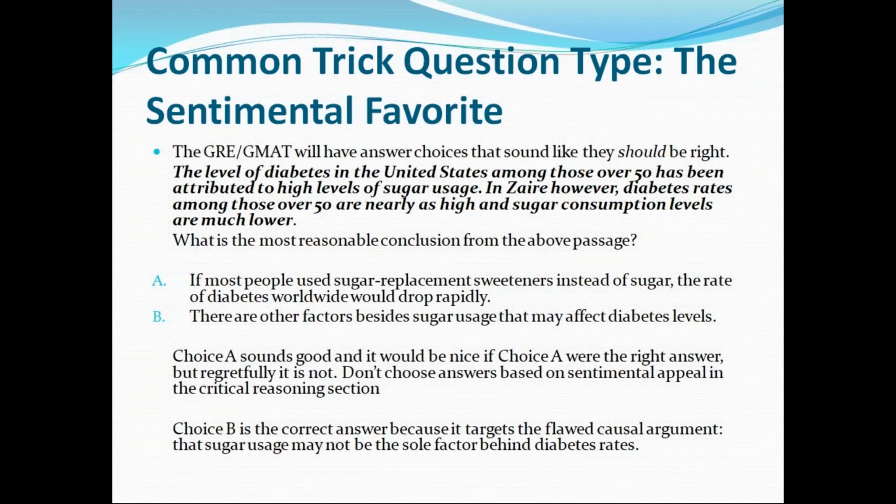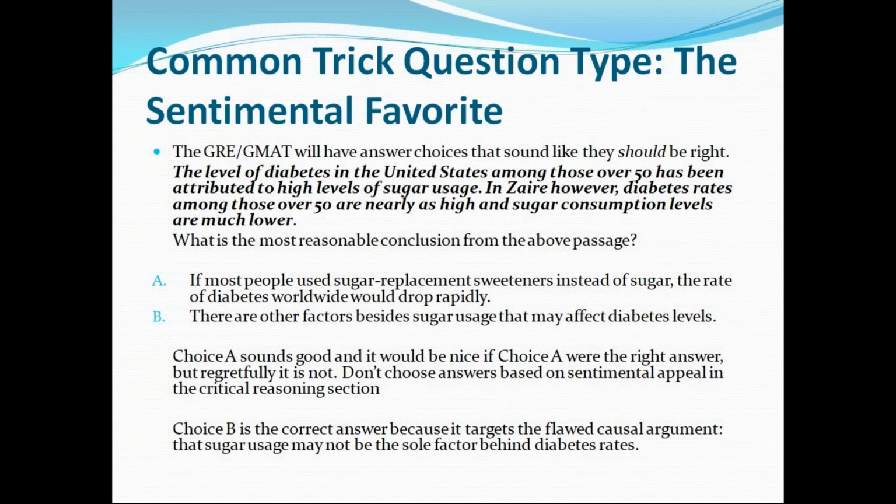Now, if you see answer option A, it says if most people use sugar replacement sweeteners instead of sugar, the rate of diabetes worldwide would drop rapidly. That sounds like a good answer, and you want it to be correct because you want people not to be suffering from diabetes. So it's appealing to your sentiments here, but it's wrong. So the idea is: don't choose answers based on sentimental appeal. Just think in terms of the logic of the argument.